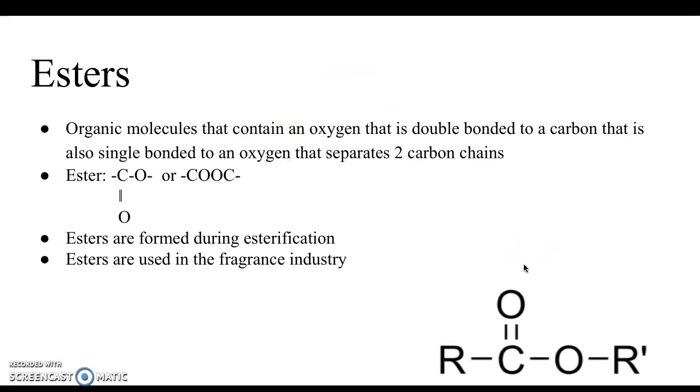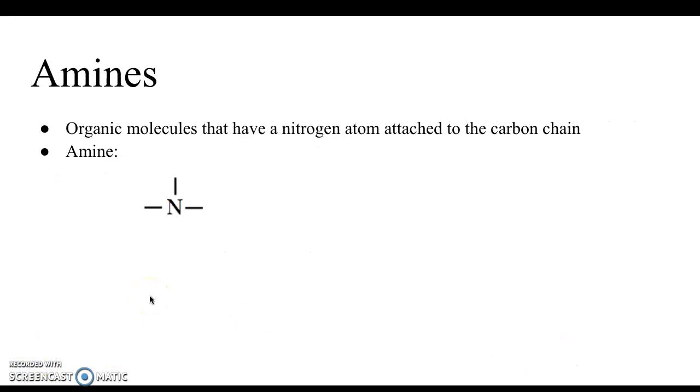And here's what an ester would look like. So you would have a carbon chain on this side, a carbon chain on the other side, with a C double bond O and a C single bonded O in the center. And this is your functional group right here. Here's our second to last functional group. Amines have a nitrogen atom attached to the carbon chain.